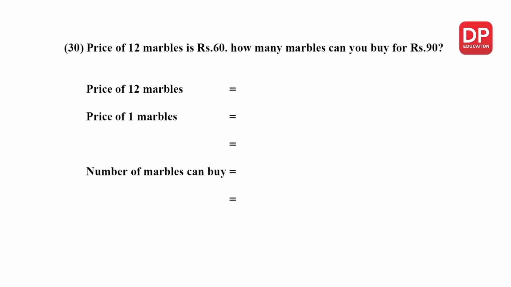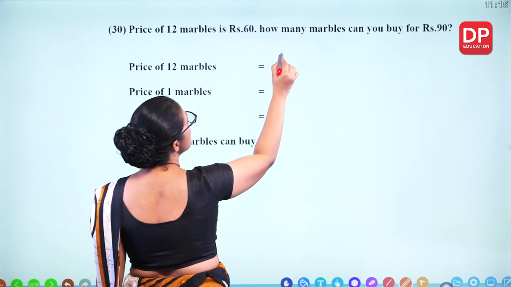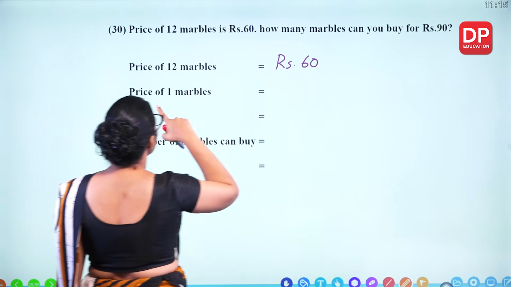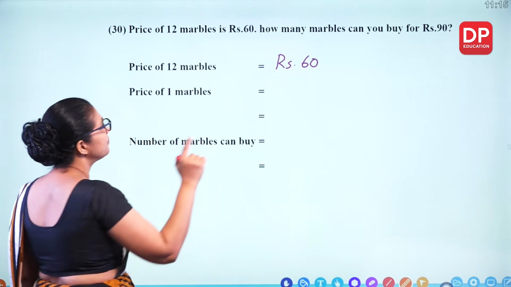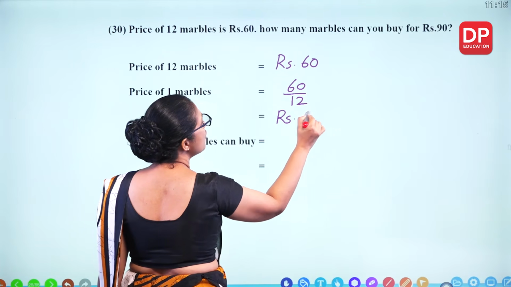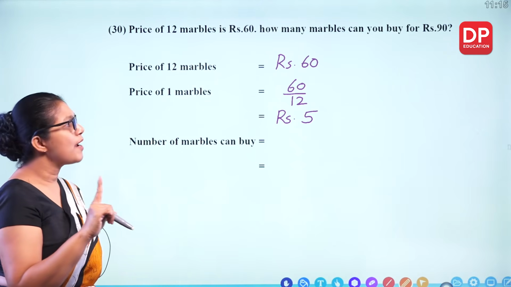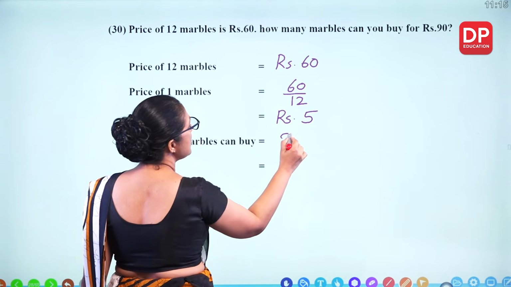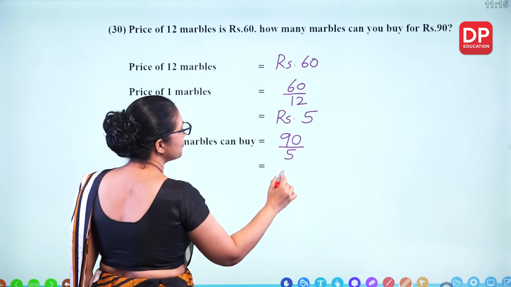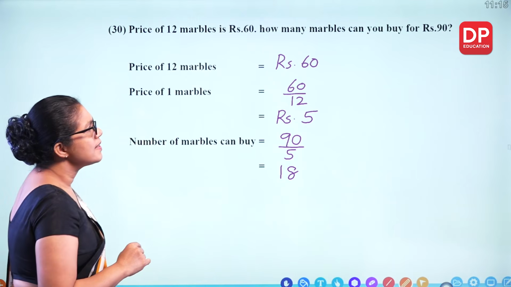Price of 12 marbles is 60 rupees. How many marbles can you buy for 90 rupees? So what's the price? Price of 12 marbles is 60 rupees. So what is the price of 1 marble? 60 divided by 12. That means 5 rupees. Then you can find out how many marbles you can buy for 90 rupees. So 90 divided by 5. 5 times 1, 5; for 40, that's 8. 18 marbles you can buy.